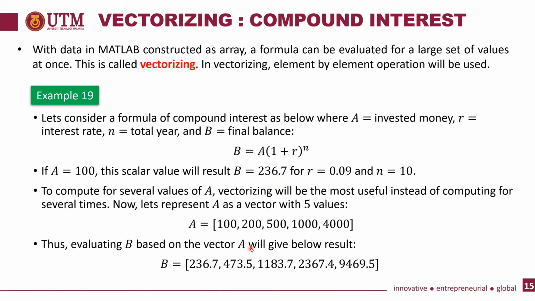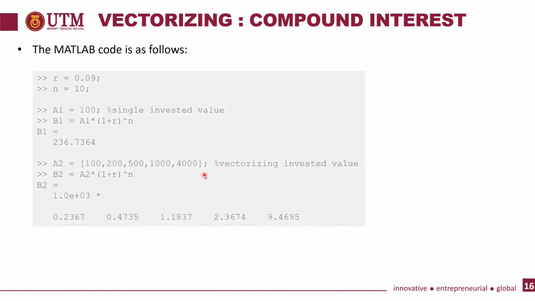So how do we create this expression inside MATLAB? What codes and what kind of operation do we need to use? So let's take a look. The MATLAB code is as follows. First, we initialize the value of r equals 0.09. You have a semicolon here.